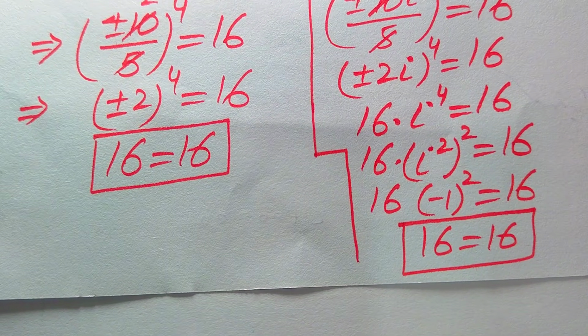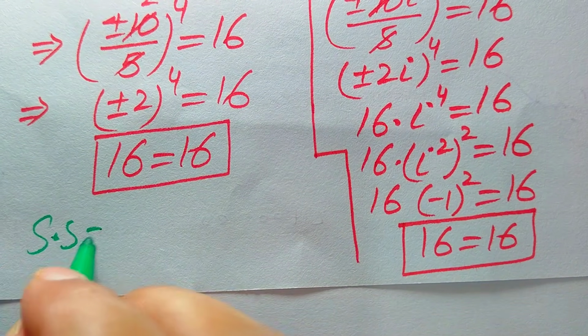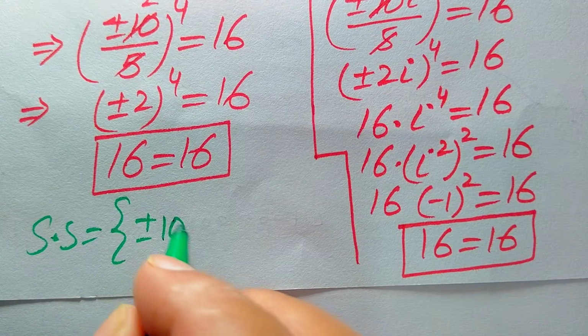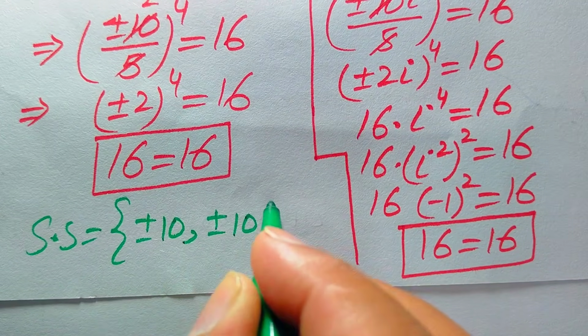And finally, the solution set of the given question is plus minus 10 and plus minus 10 iota.